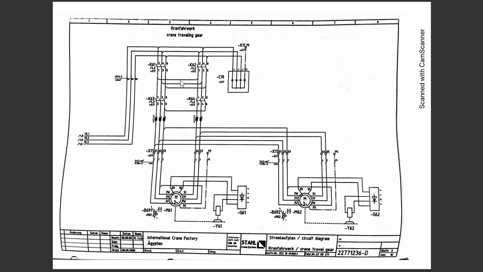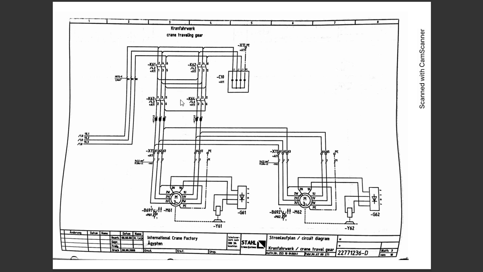So the power here will be reverse. Here, if K61 is working, the power will be RST. But if K62 is working, it will make the power SRT, reverse. So those two contactors are responsible for the forward direction and reverse direction for those two motors.